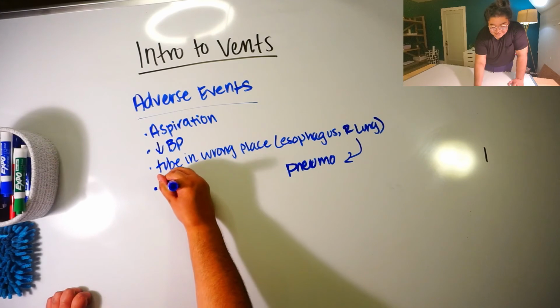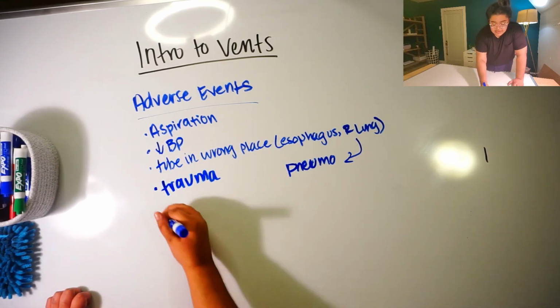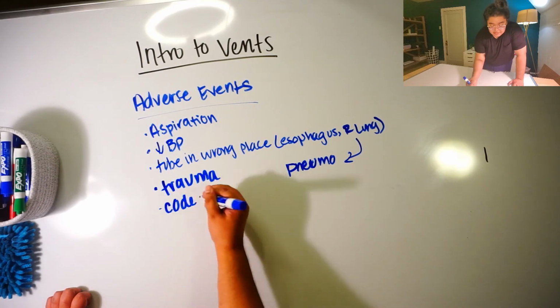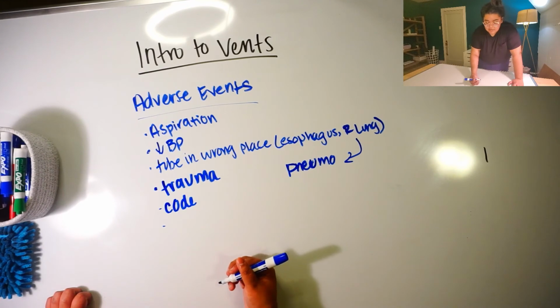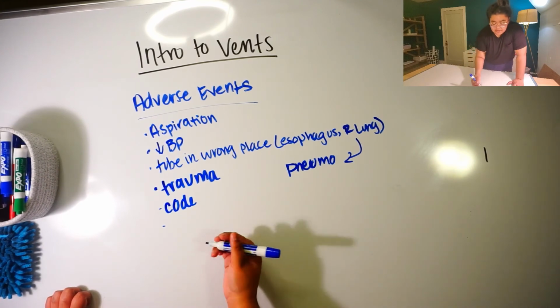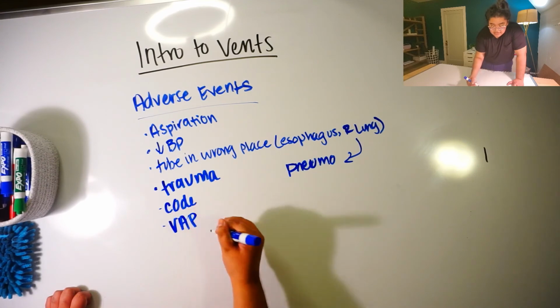Trauma, we try not to, but you know, they're a difficult intubation. And they could code, okay? Because if we don't get that tube in, we're bagging them, they brady down, they become, you know, hypotensive, they could code, okay? Afterward, ventilator-associated pneumonia is an issue.